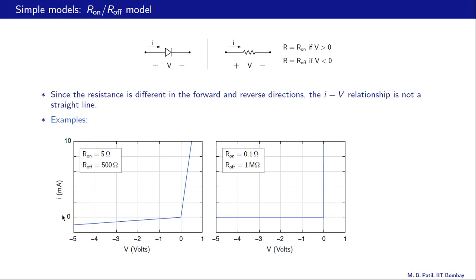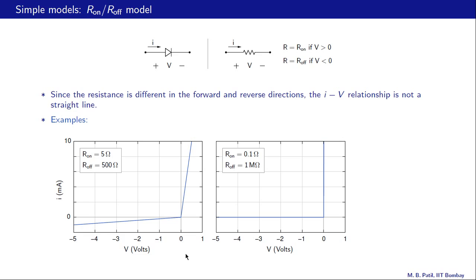Here are some examples. What are we plotting here? We are plotting the diode current I from P to N as a function of the diode voltage, with plus on the P side and minus on the N side. This is V equal to 0. So this region is called forward bias. This region is called reverse bias. Alright, let us take this example first. R on equal to 5 ohms and R off equal to 500 ohms.